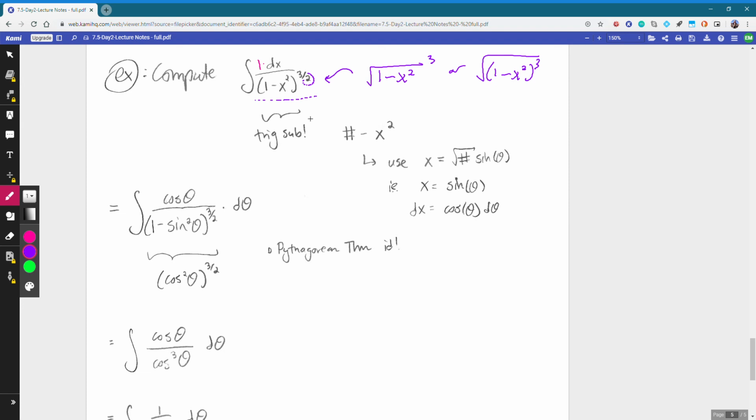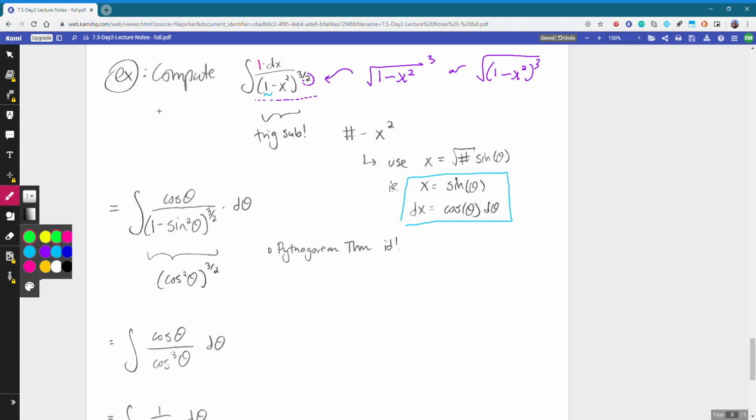All right, so this particular form, a number minus our variable squared, is going to match up with the sine and cosine Pythagorean theorem really nicely. And so we'll want to use our substitution with x equal to the root of that number, times sine. And here our number is just a nice clean 1, and so root 1 is just 1. So our sub is just x equals sine theta. And here's our dx.